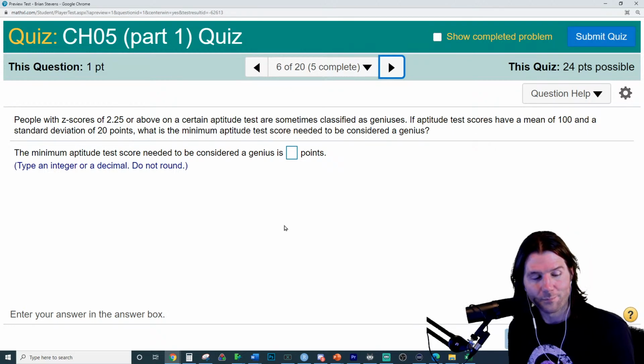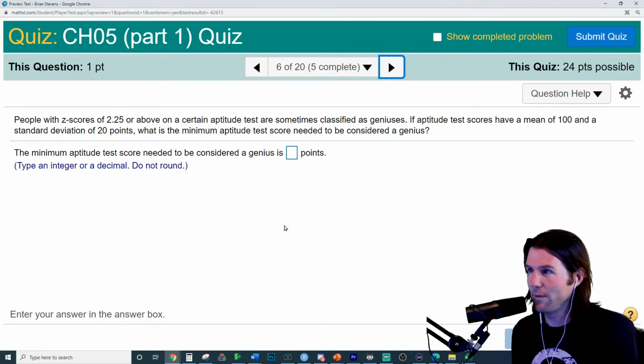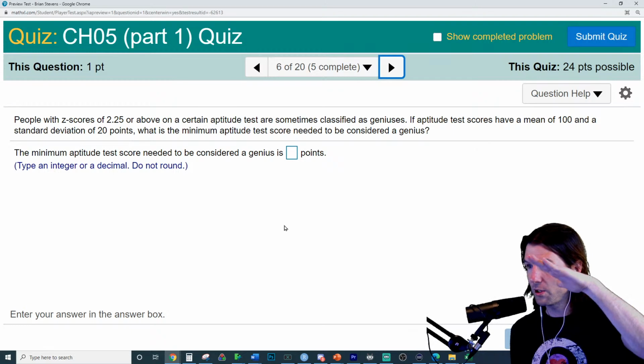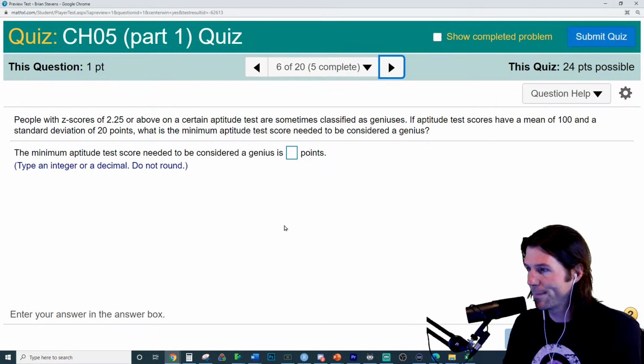Don't like that. So if aptitude test scores have a mean of this and a standard deviation of this, what is the minimum aptitude score? So here's what we should think in our head. All we're doing is going up blank and a quarter standard deviations. Let's do this one in our head. You ready? We're going up blank and a quarter standard deviations.